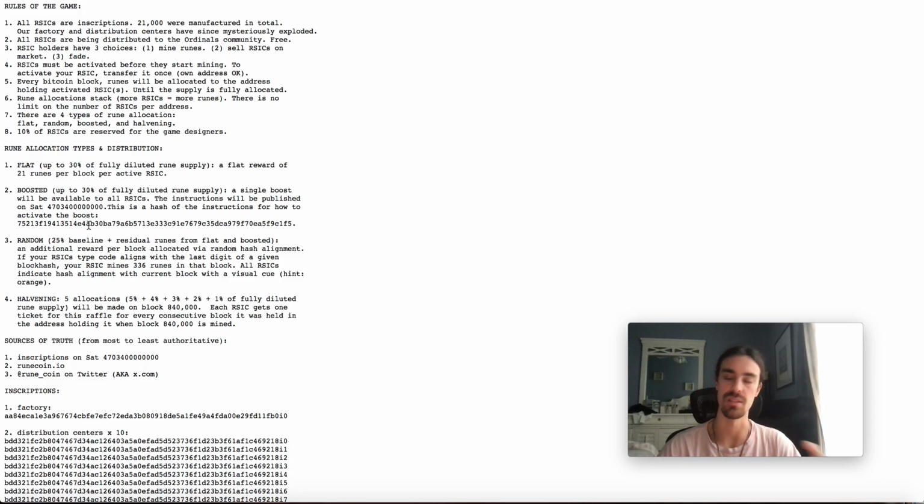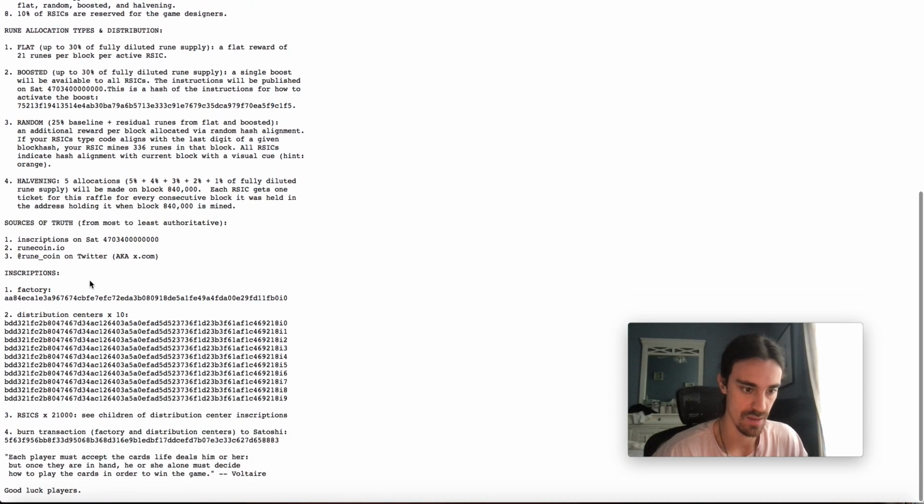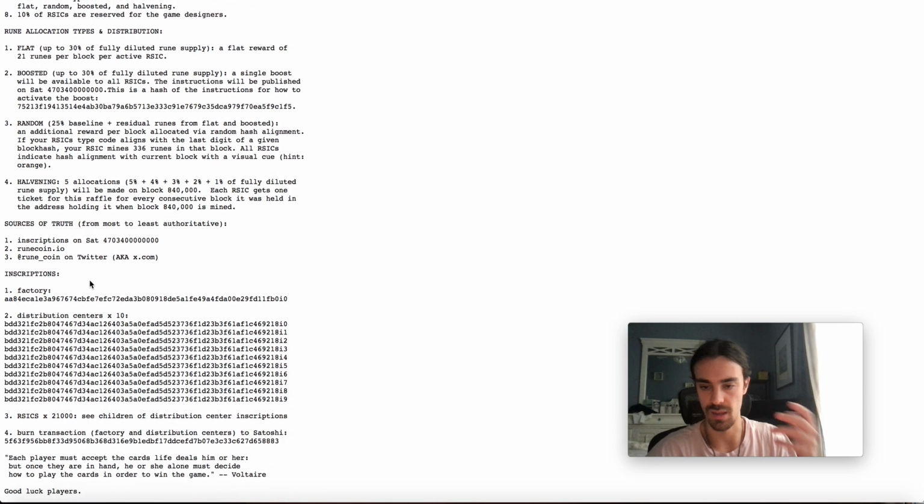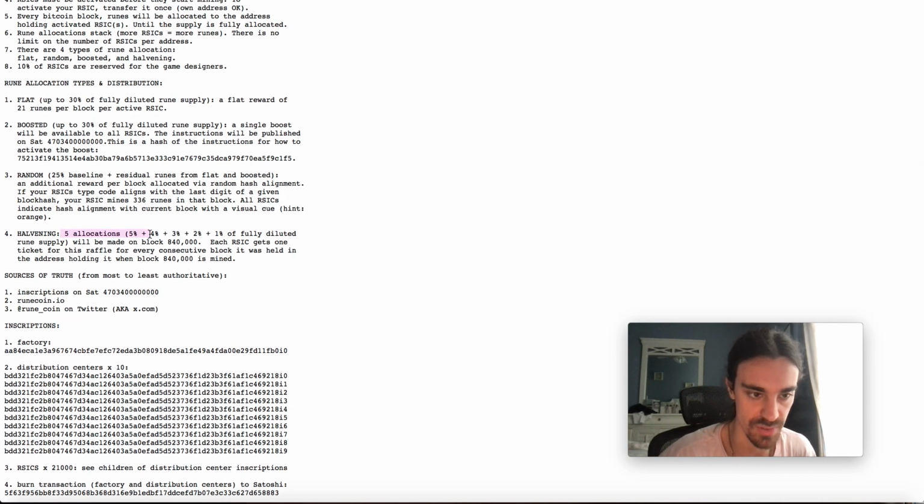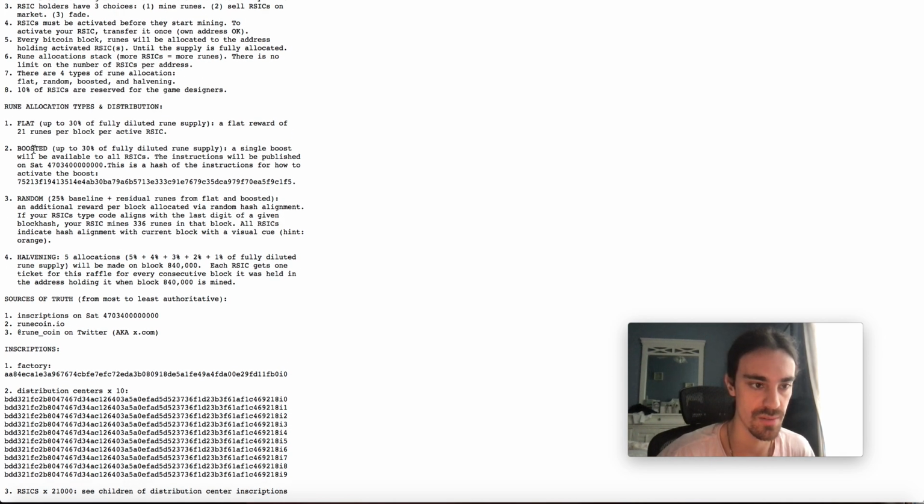It's kind of under the radar right now, but they do have some sort of rarity aspect to it. I don't know much about it at all, and they do have a boost. But again, I haven't looked too far into that aspect specifically, but I know some info on it is right here. A single boost will be available to all RSICs.